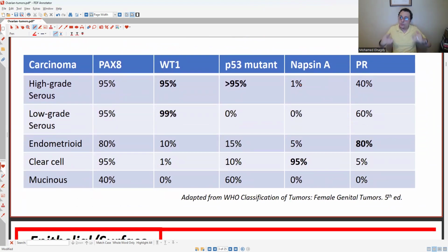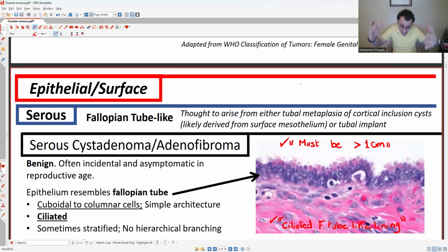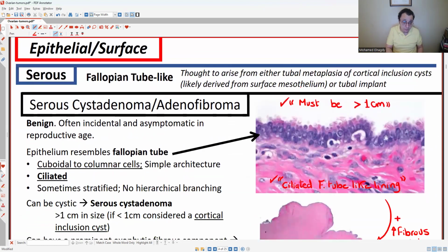This table, we might come back to at the end after we're done with the epithelial tumors, and I doubt we'll be done with them even in one session, because they are taking over most of the notes. So let's start with the epithelial and the surface tumors. Let's start one by one. Let's start with the first word of the mnemonic, which is water. Water, serous.